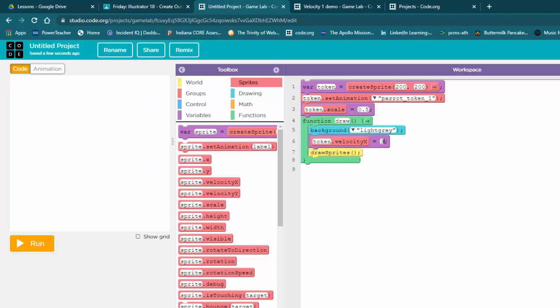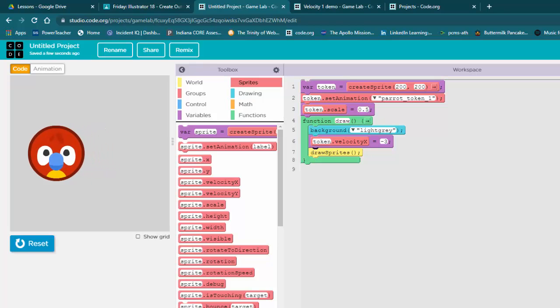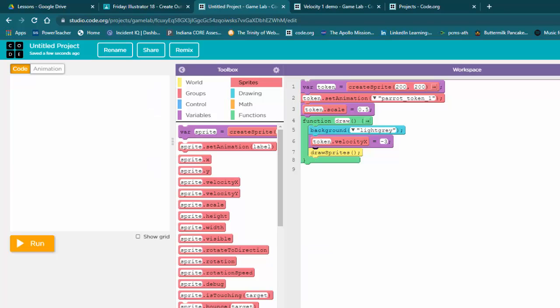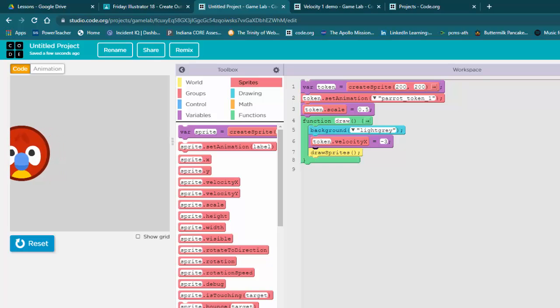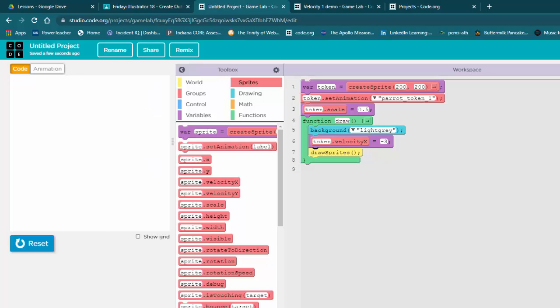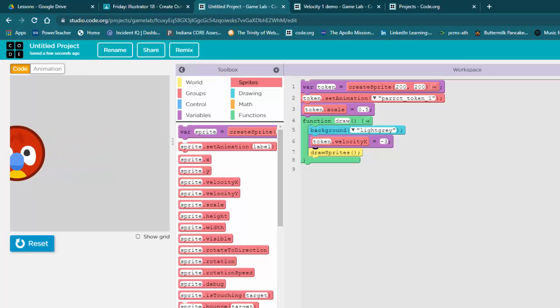Now I'm going to reset this. I'm going to change that 3 to a -3, and I bet you can guess what's going to happen. If I run it now, it's going to go to the left. Velocity X is set to -3, and so it's going to move to the left. Now, the 3 is determining the speed. If I used a larger number, it would move faster, but I don't want it to move very fast right now. I want you to be able to see it.